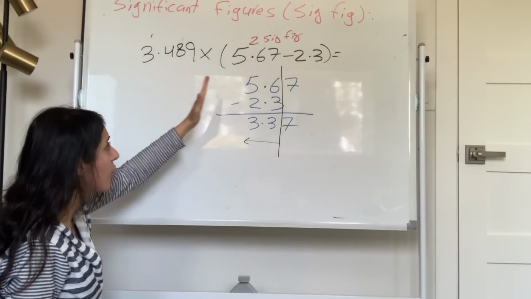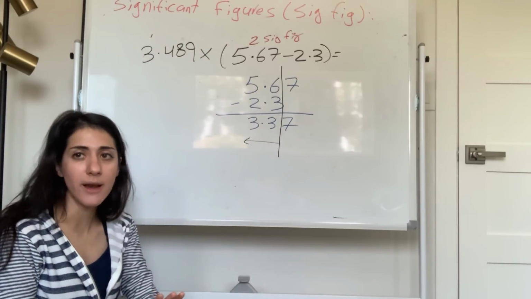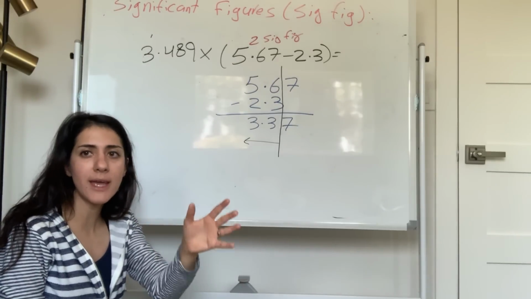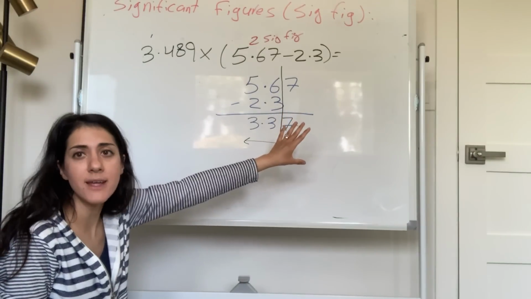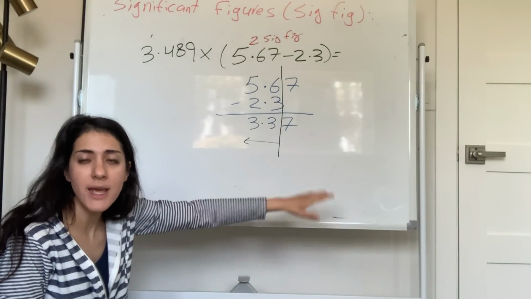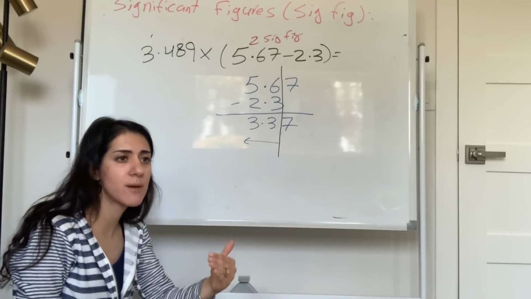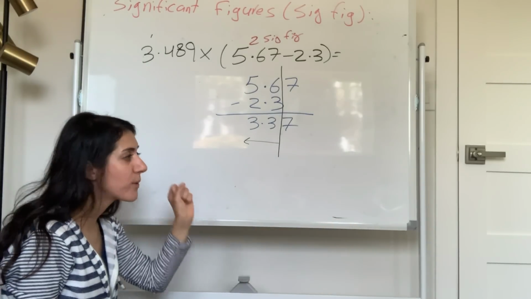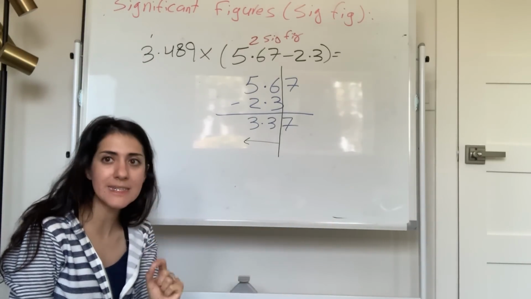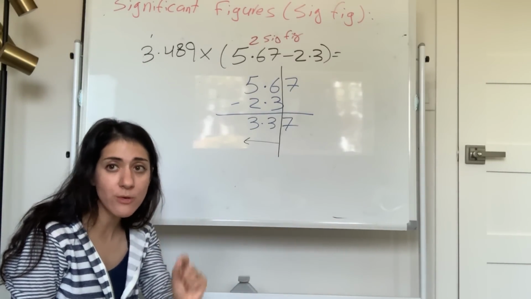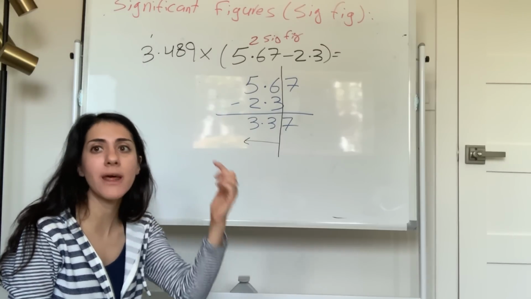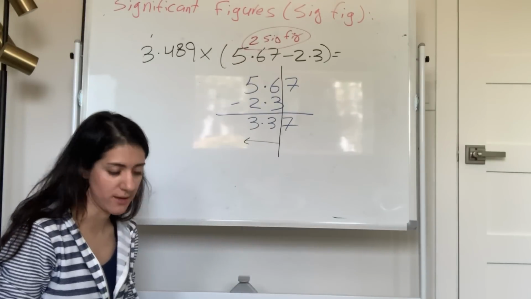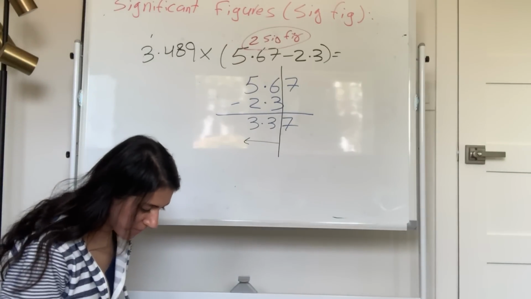If you have a bunch of operations going on, you cannot round at every step. If you keep rounding every step from the very beginning, your final answer is going to be really, really off. So we do not round until the very end. But I know in my mind that this one over here has 2 sig fig. You following me? Beautiful. Okay.